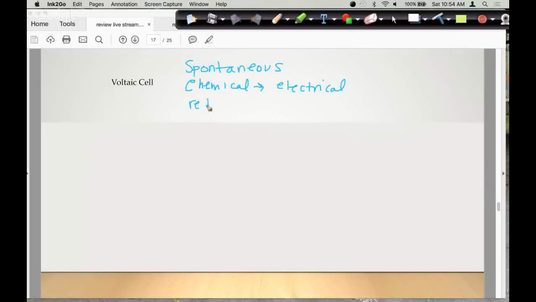and redox reaction gives off electricity. For a voltaic cell, the more active metal on table J is the anode.